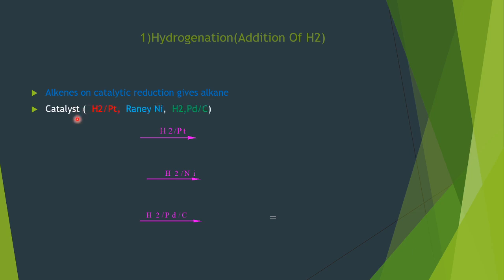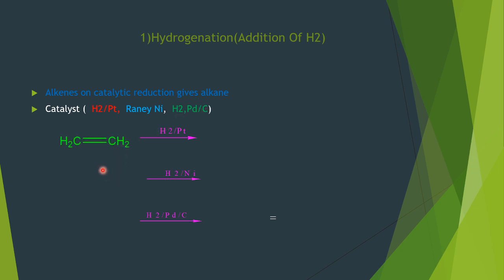So catalysts are H2 platinum, or H2 Raney nickel, or H2 Pd/C, that is H2 palladium on charcoal powder. Now we will see examples.